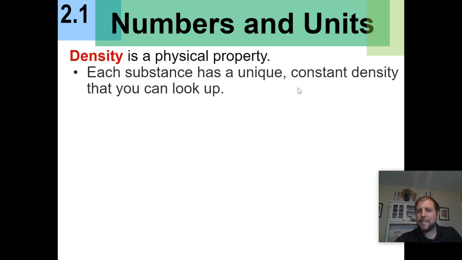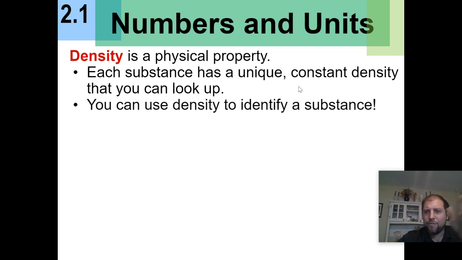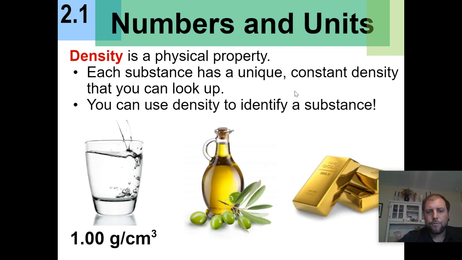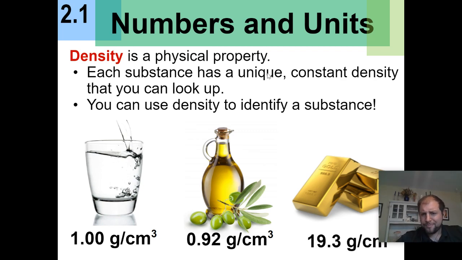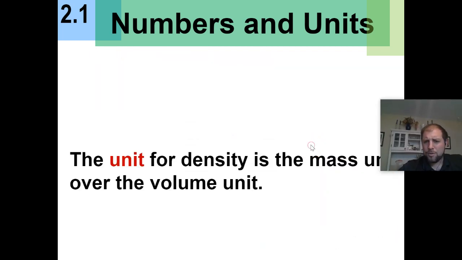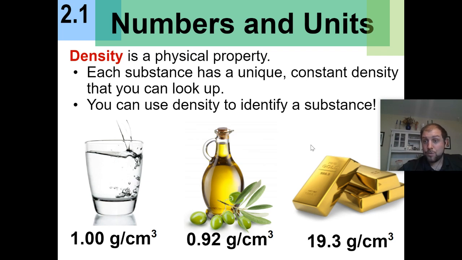And the cool thing about density is that it's a physical property. Every substance has a fixed density, and the density does not change. In fact, you could look these things up online. Water, for example, always has a density of 1 gram per cubic centimeter. Oil has a density of 0.92 grams per cubic centimeter. It's less dense than water, which is why it floats on top of water. And here, once again, is gold. Gold is almost 20 times as dense as water, over 20 times as dense as oil. Gold is extremely, extremely dense.